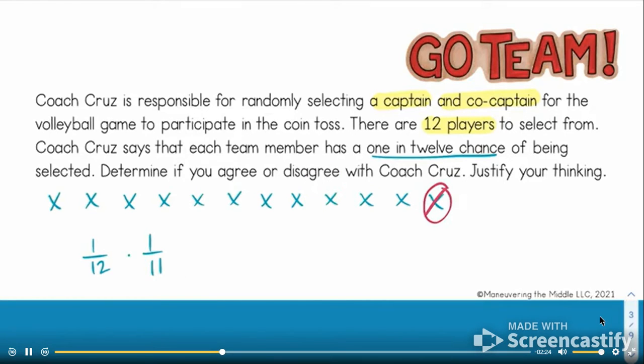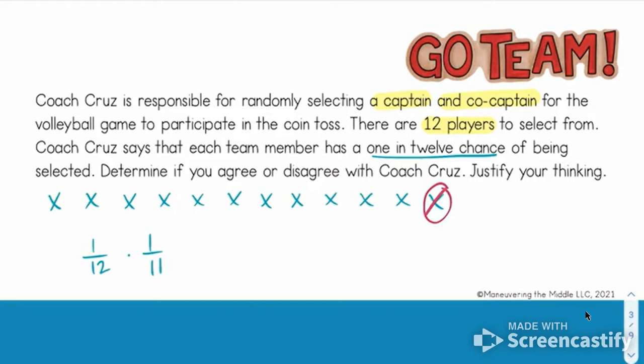Okay? I would disagree with this statement, and I'll let you explain in your own words that once one person is selected for captain, there are now 11 players that have a chance of being selected for co-captain. So the odds are now higher for being selected co-captain than they were for being selected captain.